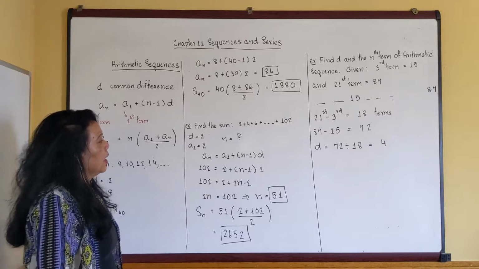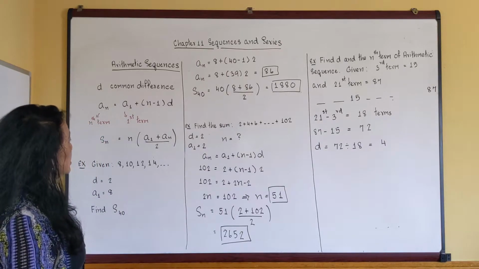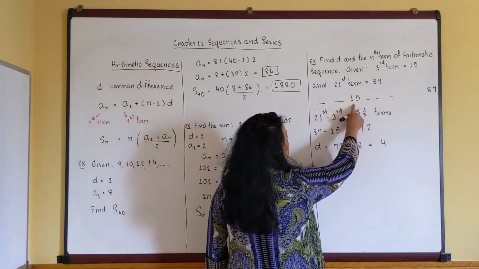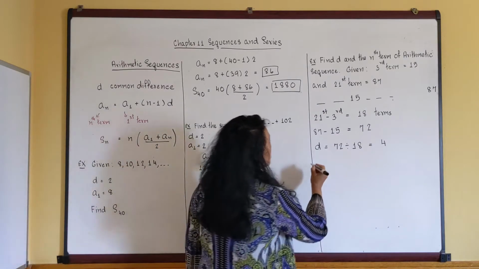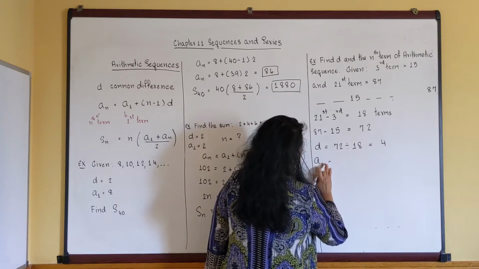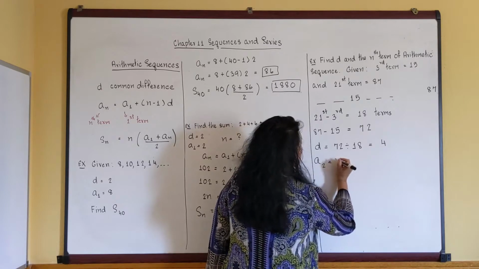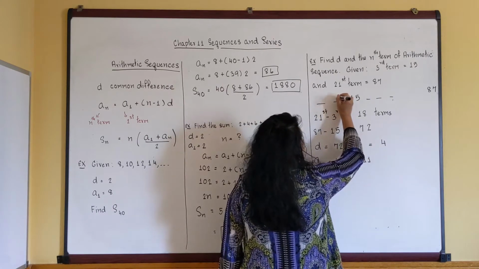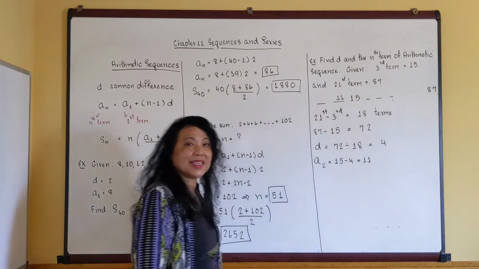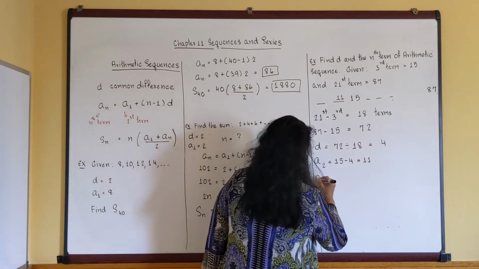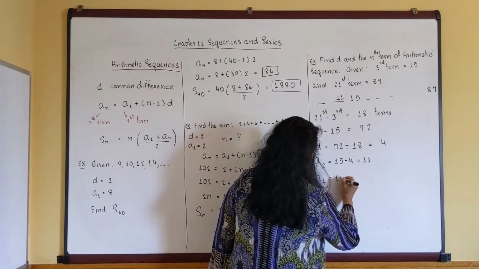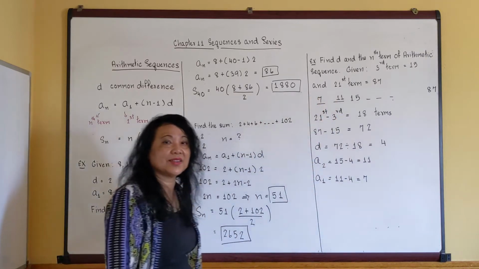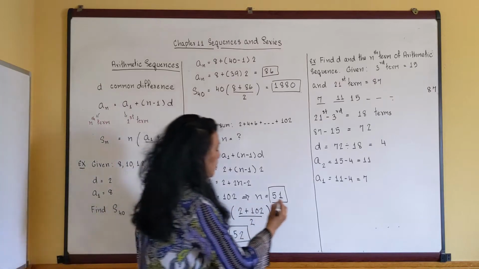Alright, now we have the d. What else do we need? We need to find a sub 1. We know a sub 3 is 15, so a sub 2 should be 15 minus 4, which is 11. So 11 here. Alright, we need to find a sub 1. So a sub 1 should be 11 minus 4, which is 7. So 7 is here.